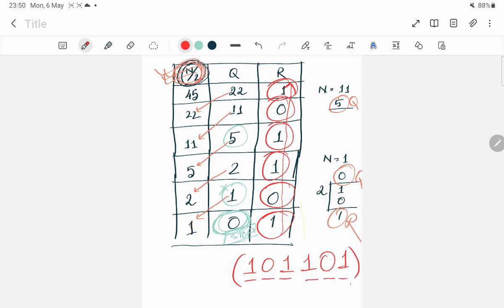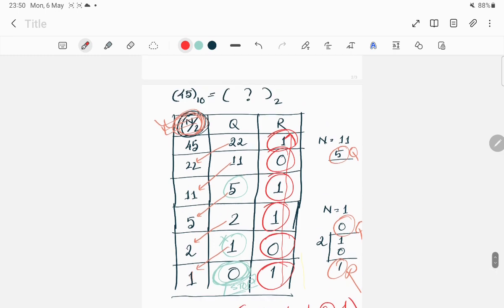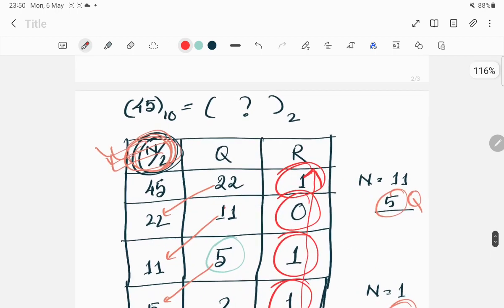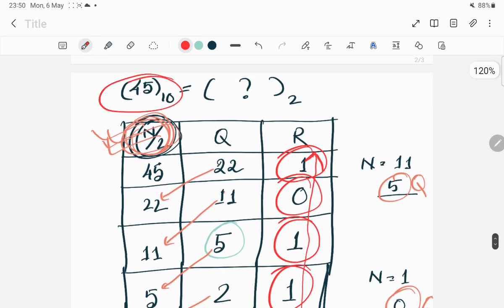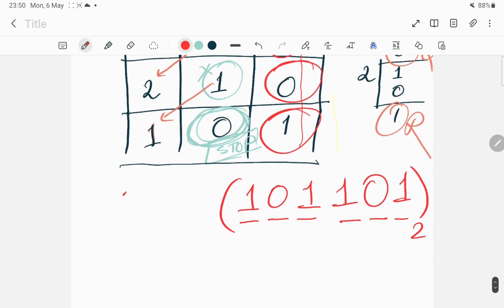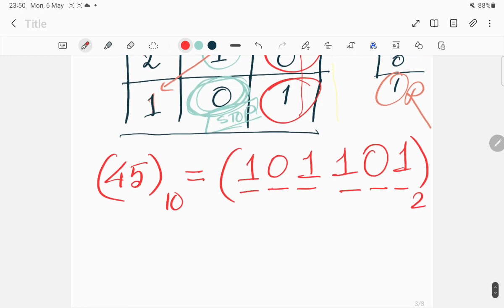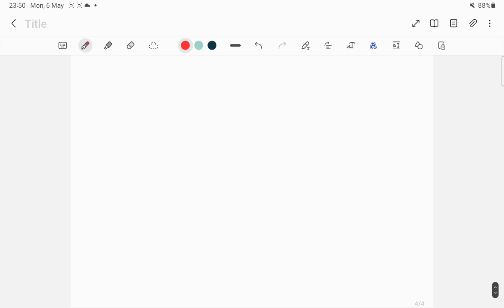So this is the binary form of 45. So we have 45 base 10 is equal to 101101 base 2. So this is another example. Then I will try to move to another example, say a 3-digit number. Let us try a 3-digit number.